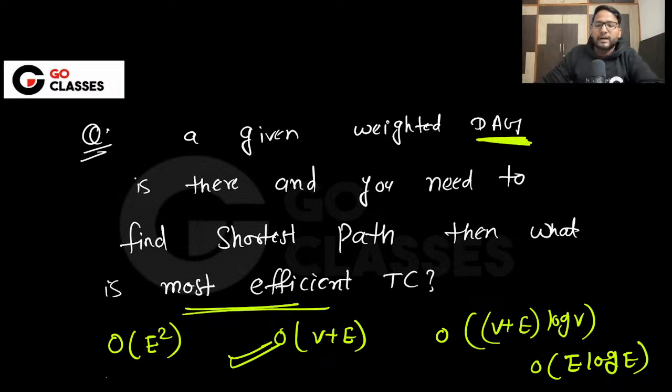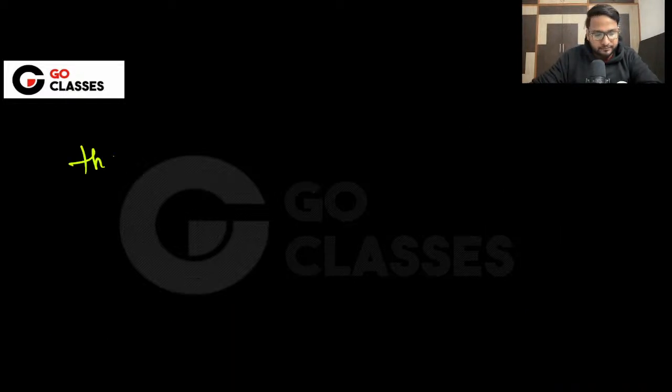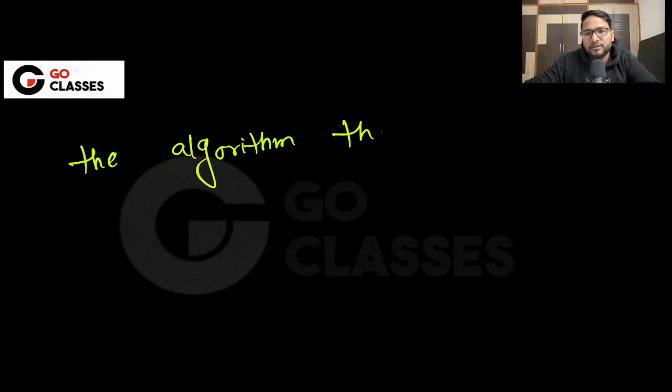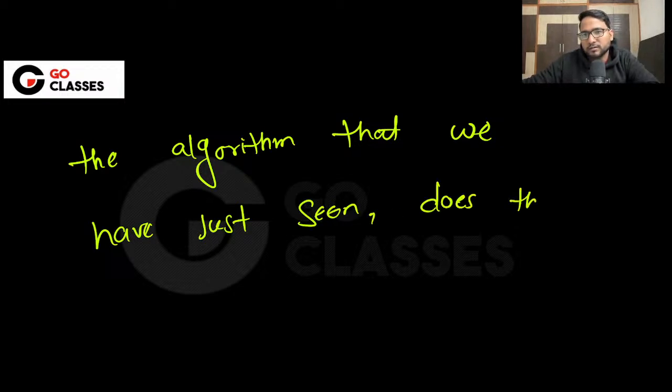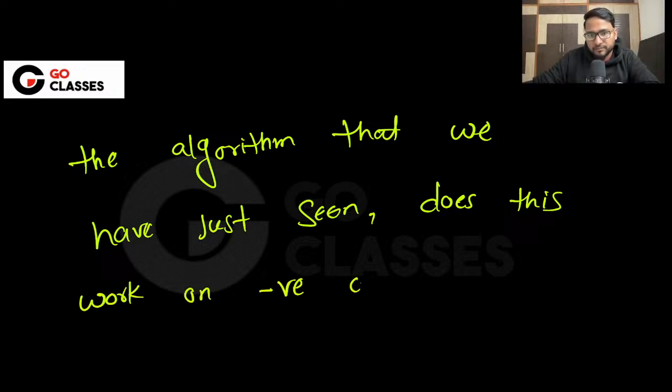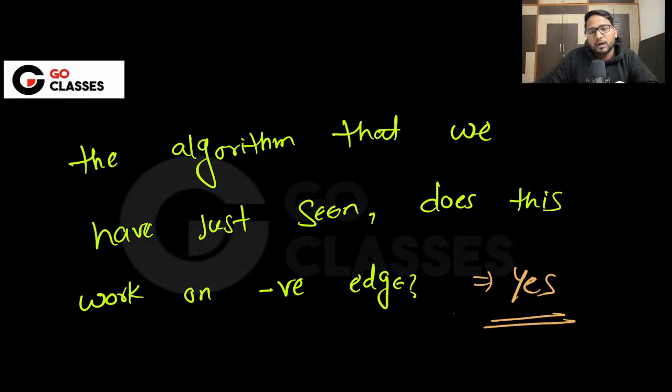So the given algorithm that I told you, the algorithm that we have just seen, does this work on negative edges? Tell me. Yes, the answer is yes. So basically it works on negative, positive, everything, but only on a DAG.